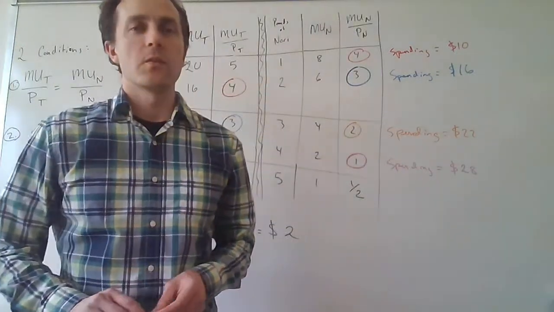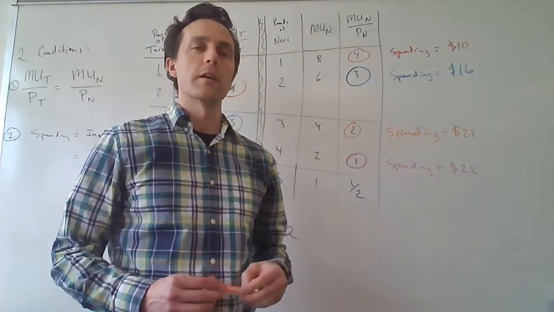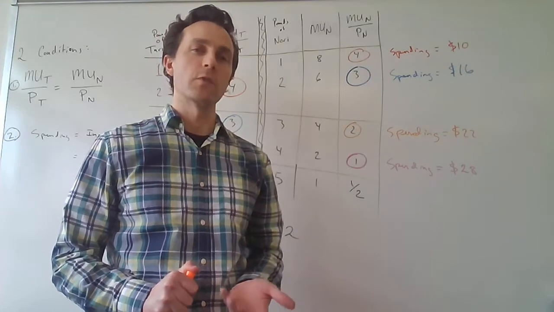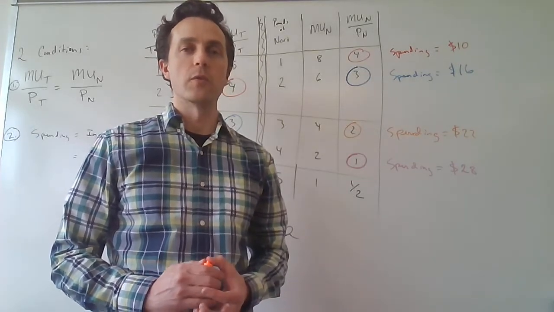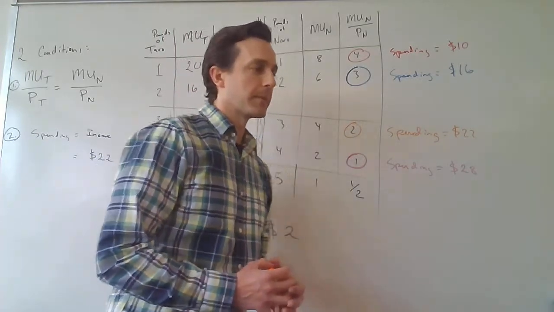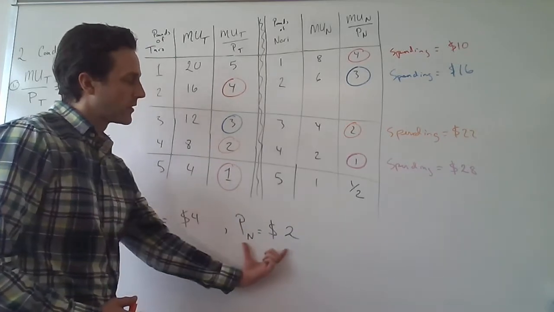Okay, so let's do a consumer choice problem where a consumer has a choice between two goods, taro, which happens to cost $4 per pound, and nori, which happens to cost $2 per pound. And some more information is up here. So here we have the prices of the $4 per pound and the $2 per pound.